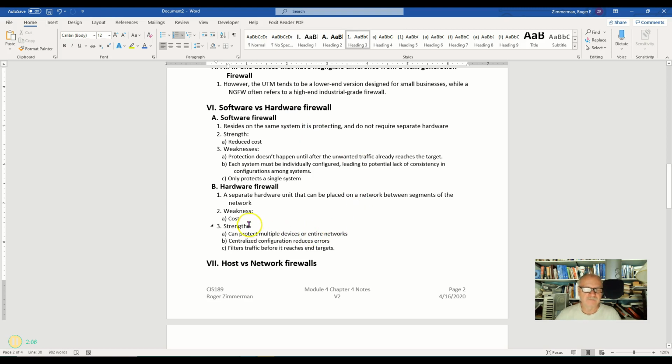Now, if you think about hardware firewalls, though, certainly they're going to be more costly. But they can protect multiple devices, in fact, entire networks or segments of networks. They also have centralized configuration. So in other words, I only do one configuration, and that is good for my entire network. And so everything is consistent across my network because I didn't configure it differently on different systems. And then, of course, that nice thing, it filters that traffic before it gets to that target system rather than after, as in the case of a software firewall.